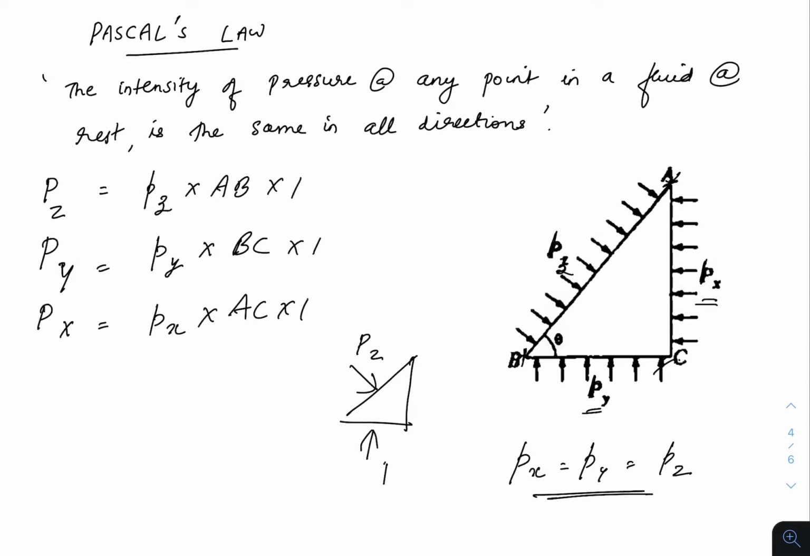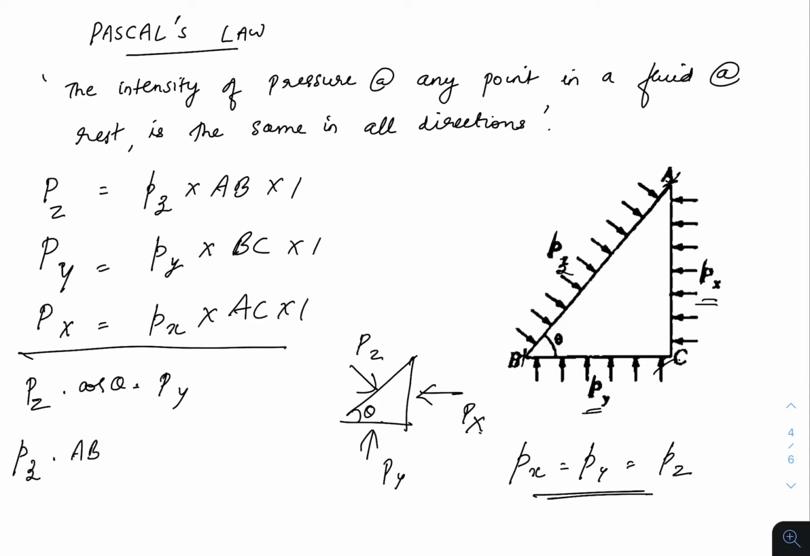So you will get pressure forces like this: PZ, PY, PX. Here there is angle theta. So resolving forces, we will get PZ into cos theta is equal to PY. But we know that PZ is equal to small pz into AB into 1. So 1 I am neglecting, into cos theta, that is PY. PY here means small py into BC into 1.